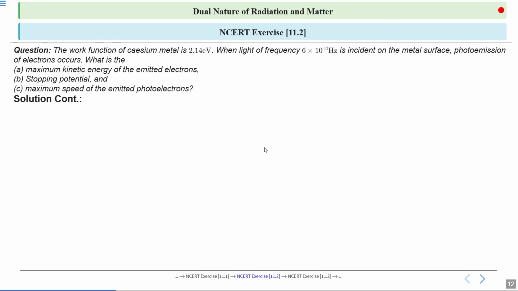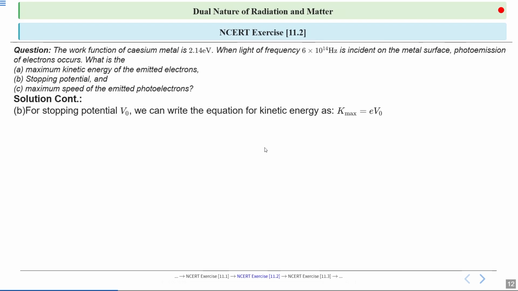Now, for part B, we need to find the stopping potential, which is the minimum voltage required to stop the most energetic photoelectrons from reaching the anode. So the equation is Kmax equal to eV naught. Rearrange the equation to solve for the stopping potential.